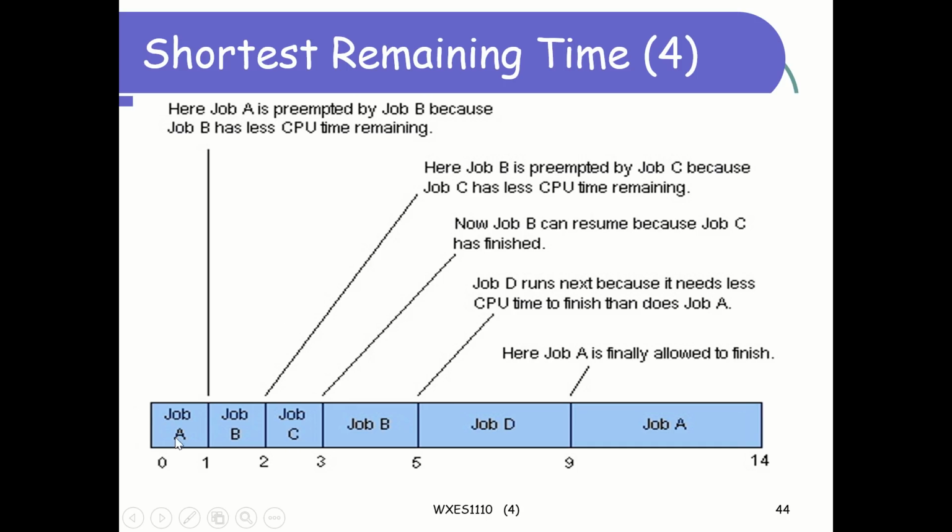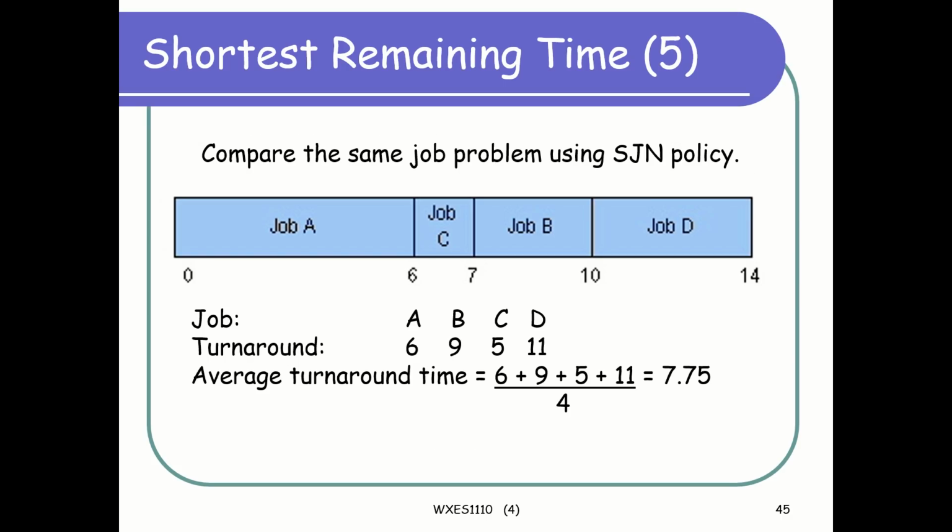Let's say job A comes first. After 1 second, job B arrives and preempts job A because job B has less CPU time remaining, and so on. After job B completes, job C comes in. Job C has lower time, so it will be executed first, and then we go back to job B. And then when job B is done, job D has the lowest CPU time, so job D will be done first, and we go back to job A to finish the remainder.